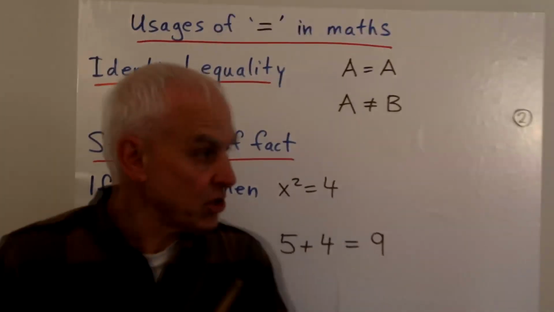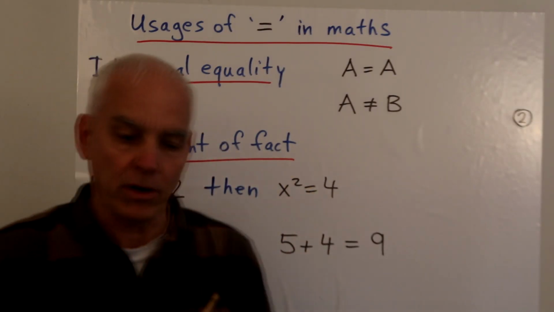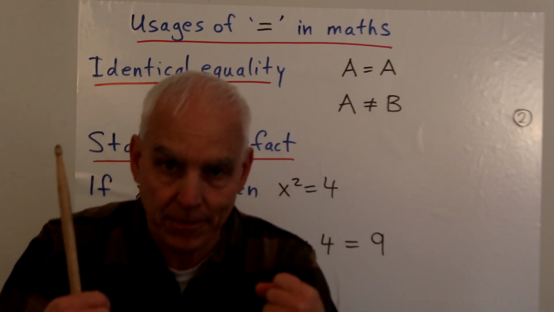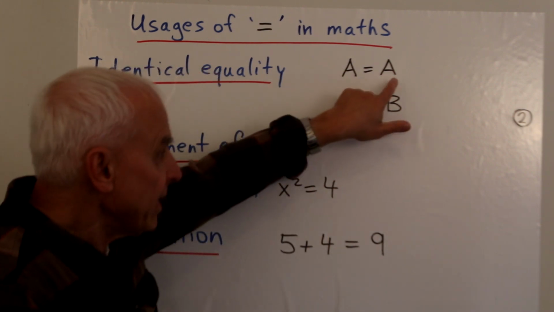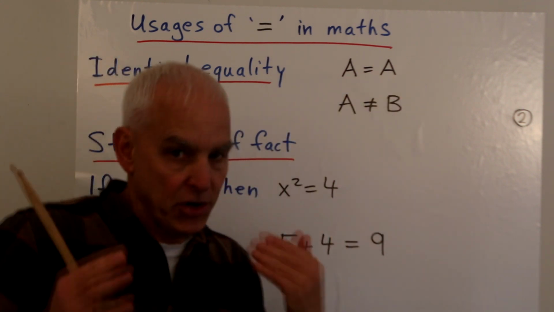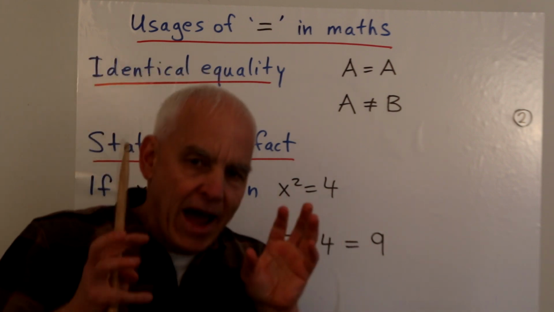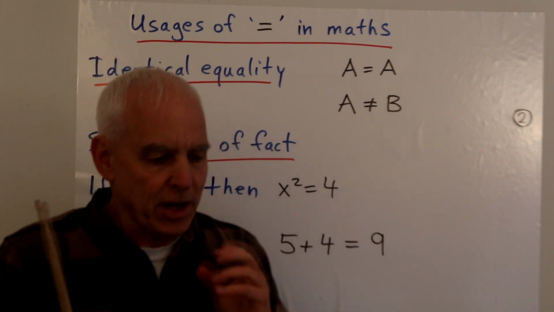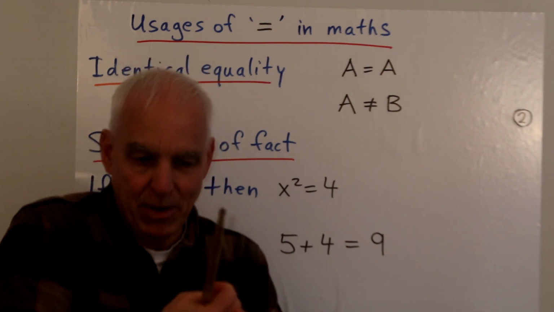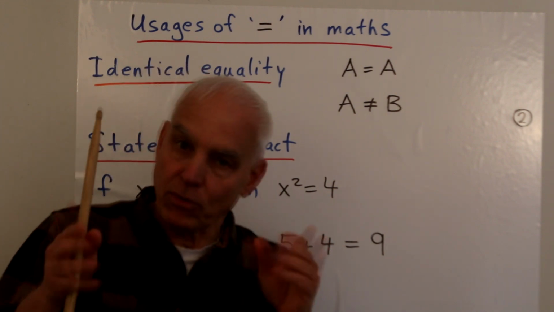The first usage is a very strict equality. We could call it identical equality, where we say that two things are equal precisely when they really are the same thing. Okay, so this symbol equals that symbol. They're the same, while this symbol and this symbol are different, so they're not equal. Actually, in mathematics, it's rare that we're that strict about equality. Usually we kind of agree that things are equal.